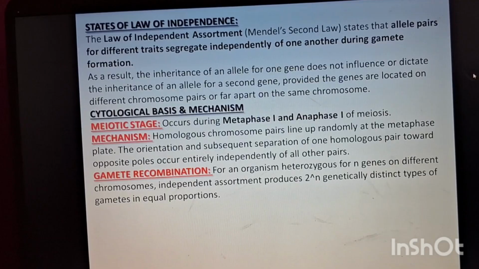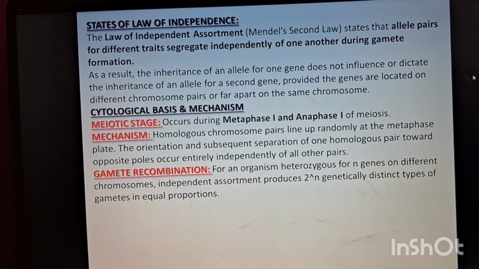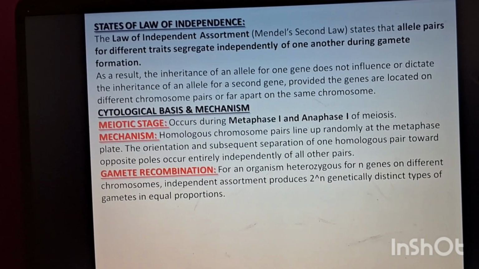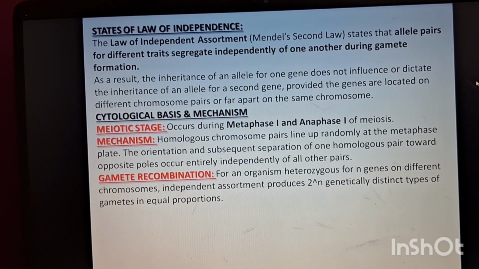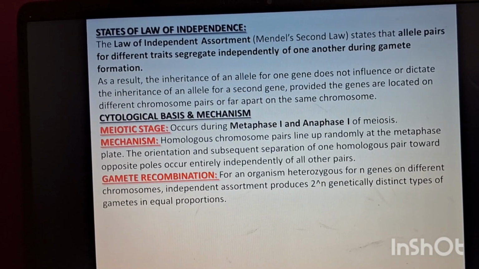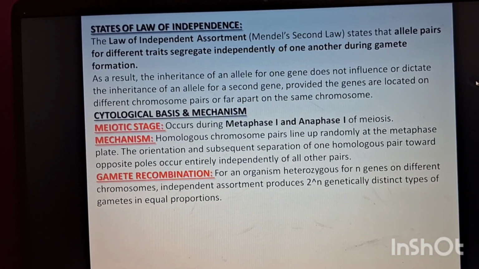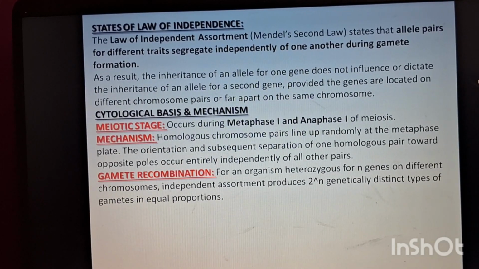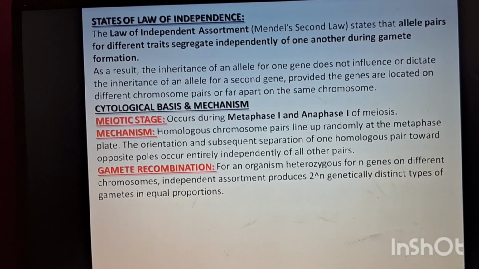Next, cytological basis and mechanism. The meiotic stage occurs during metaphase 1 and anaphase 1 of meiosis. Next, mechanism: homologous chromosome pairs line up randomly at the metaphase plate. The orientation and subsequent separation of one homologous pair toward opposite poles occur entirely independently of all other pairs. Next, gamete recombination. For an organism heterozygous for n genes on different chromosomes, independent assortment produces 2 to the power n genetically distinct types of gametes in equal proportions.